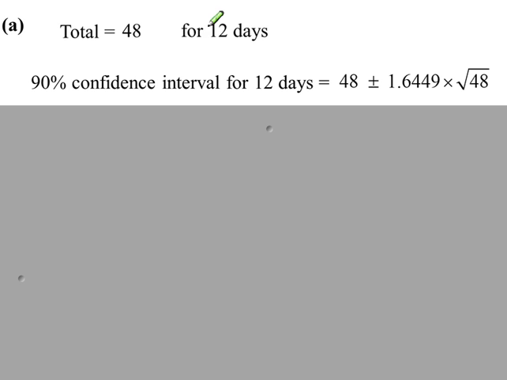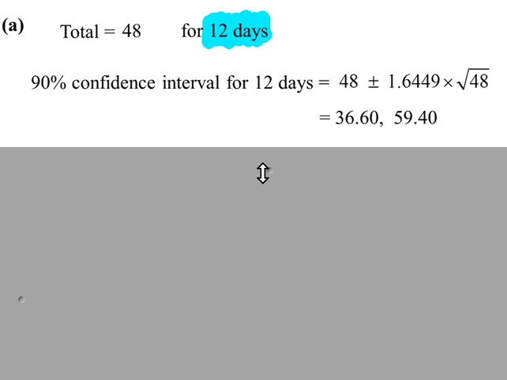So the confidence interval for a 12-day period is given by this. If we calculate with the minus first, we get 36.60, and then repeat the calculation with the plus, 59.40. So this is for a 12-day period.